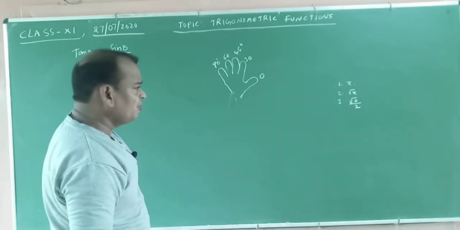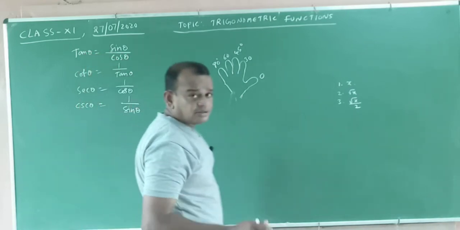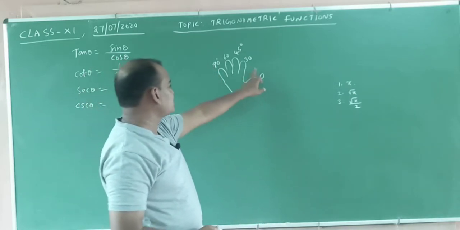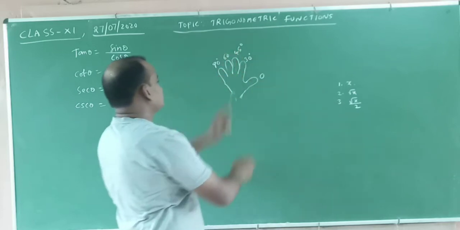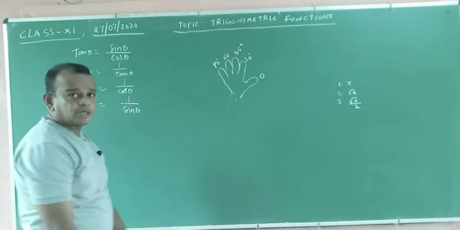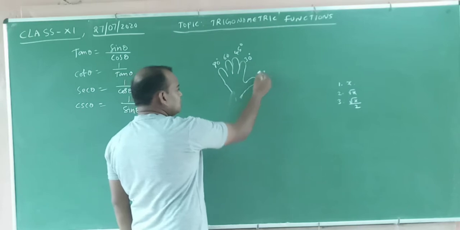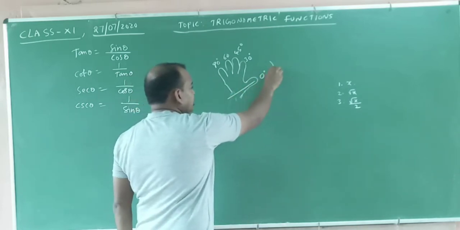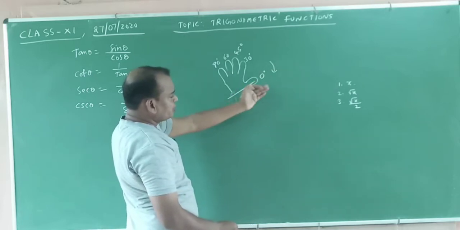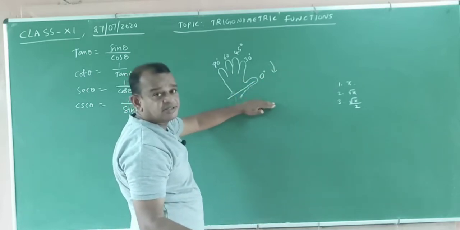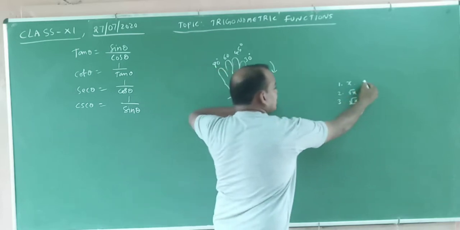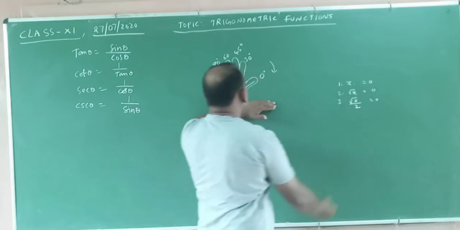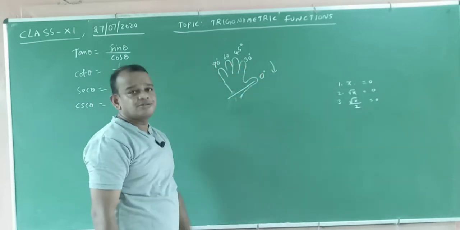Now first, for sine values, we take sine 0 degrees, sine 30 degrees, sine 45 degrees, sine 60 degrees, sine 90 degrees. Suppose you want to find the 0 degrees value. On the right side, calculate how many fingers are there from this 0 degrees. That means 0 fingers, so the x value is 0. Root 0 means 0, 0 by 2 means 0. So the value of sine 0 degrees is equal to 0.